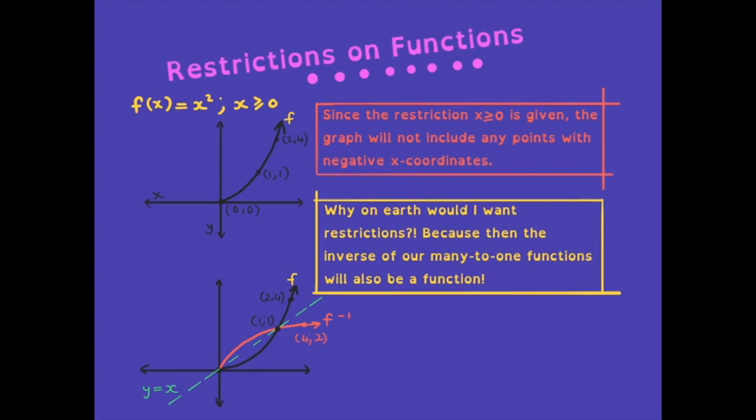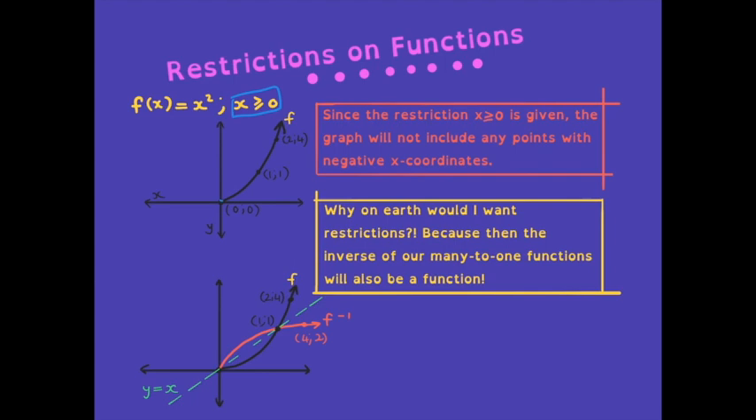So now we're going to talk about when we need to place restrictions on our functions. So why on earth would we want to place restrictions? Here I have the graph f(x) equals x squared, where x is greater than or equal to 0. Instead of looking at the entire parabola, my restriction, only look at positive x values, means that this part of the parabola's arm is just going to fall away. So we're only going to be working with positive x values.